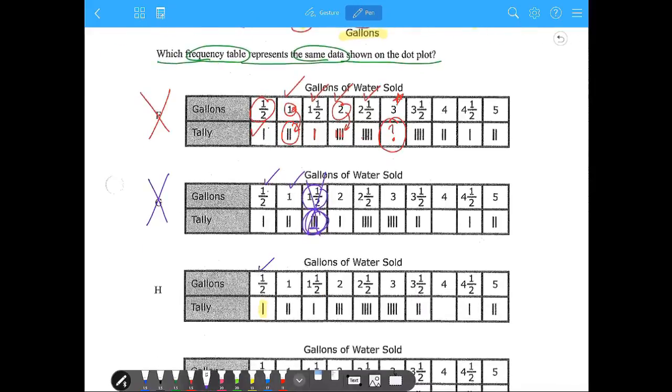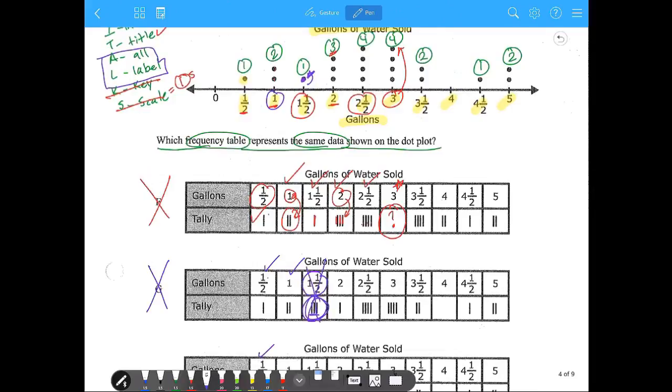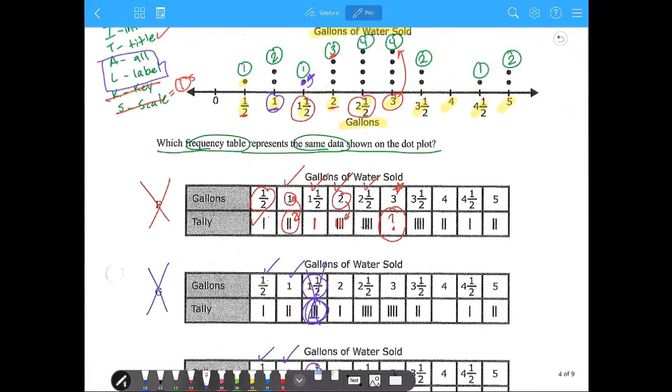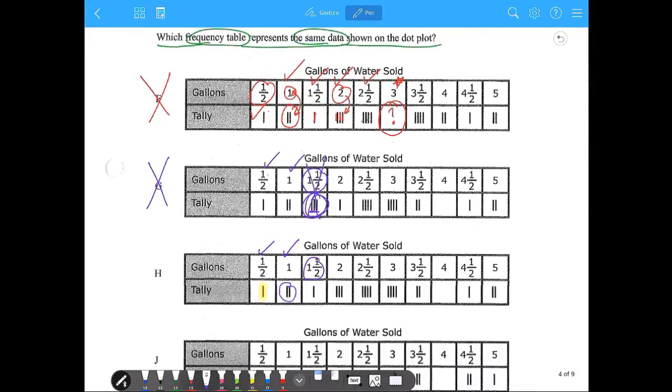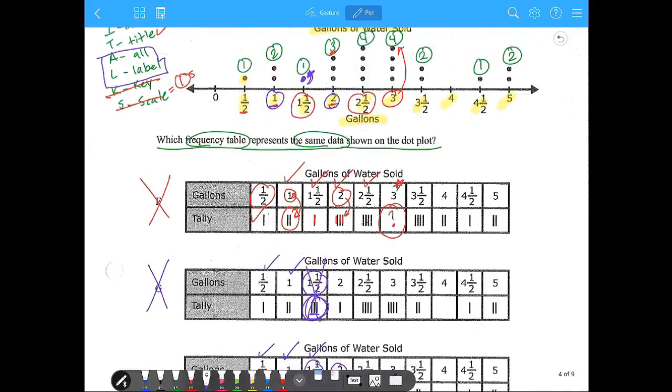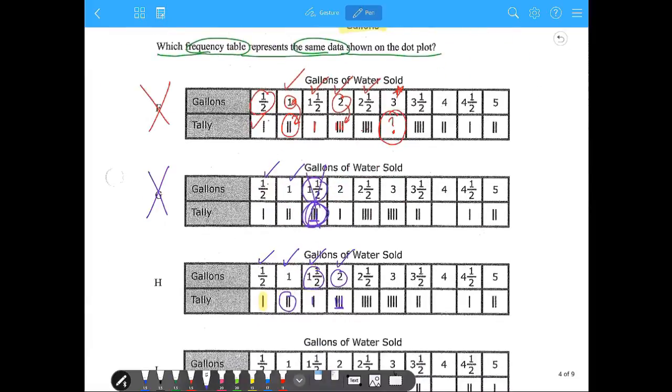Moving on to H. In letter H, in 1/2, there should be 1 dot, so there's 1 stick. Yep, put a check mark, that's good. In 1 whole, there's 2 dots, so we need 2 sticks. Check. 1 and 1/2, we need 1 stick because there's only 1 dot, and we have that. Check. The whole number 2, it says there's 3 sticks, right? So we should have 3 dots. But if we look over here, we do have 3 dots. So this one's good. Check.